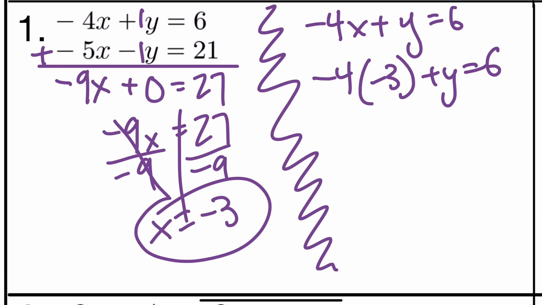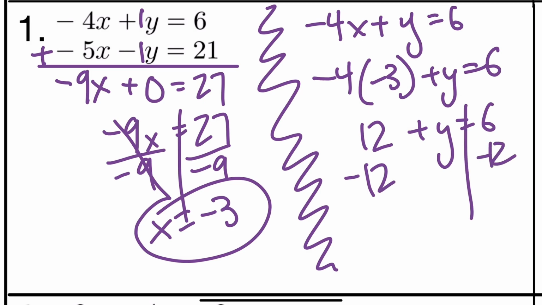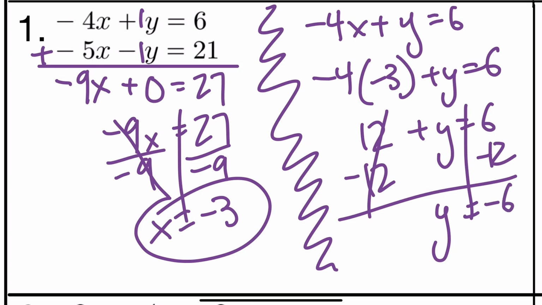Okay, start solving. We got a negative 4 times a negative 3. That should be a positive 12, plus y equals 6. And then I want my y by itself, so I need to get rid of this 12. That's a positive 12, so I'm going to subtract 12 from both sides. Oopsies. There we go. So this is gone, and we have y equals 6 minus 12. That'll be a negative 6.